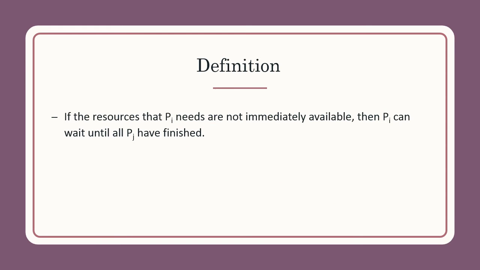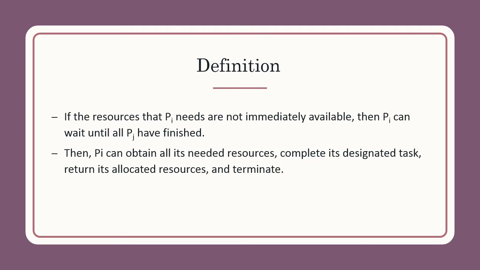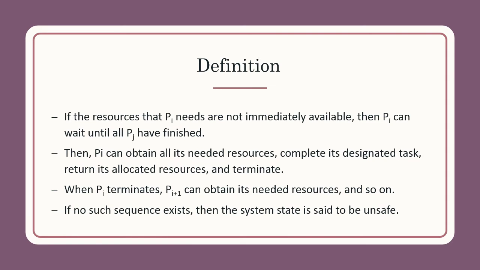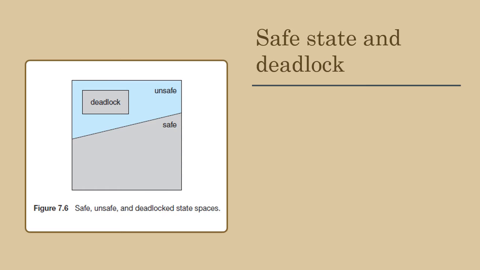If the resources that Pi needs are not immediately available, then Pi can wait until all Pj have finished. Remember, Pj are all the processes before Pi in the safe sequence. Then Pi can obtain all its needed resources, complete its designated task, return its allocated resources, and terminate. When Pi terminates, Pi plus 1 can obtain its needed resources, and so on. If no such sequence exists, then the system state is said to be unsafe.